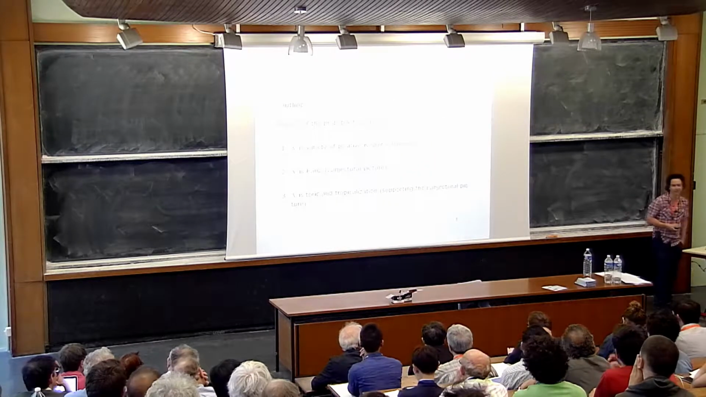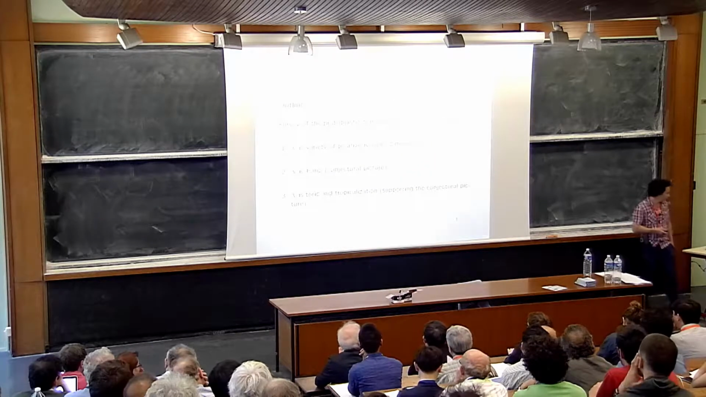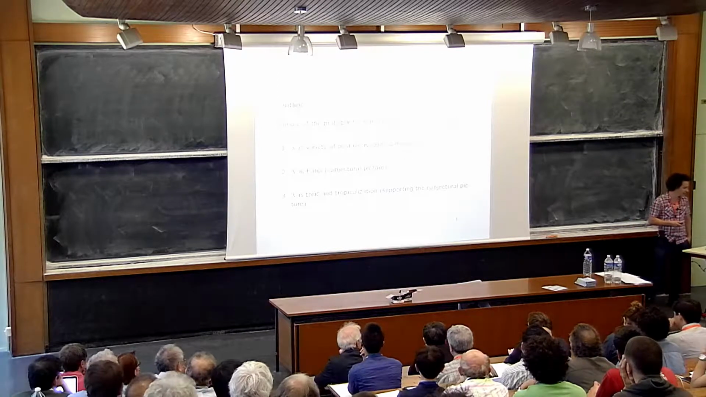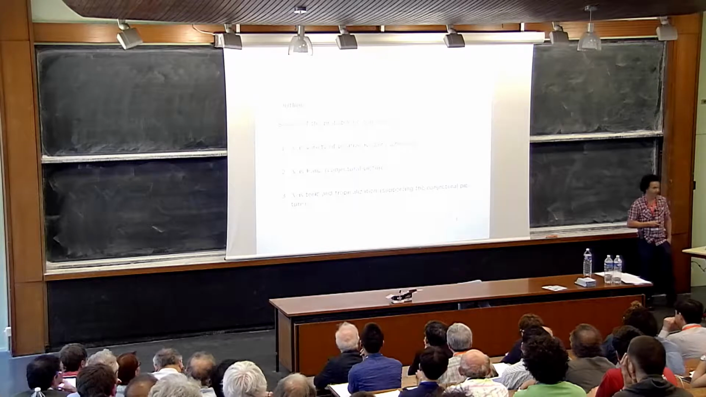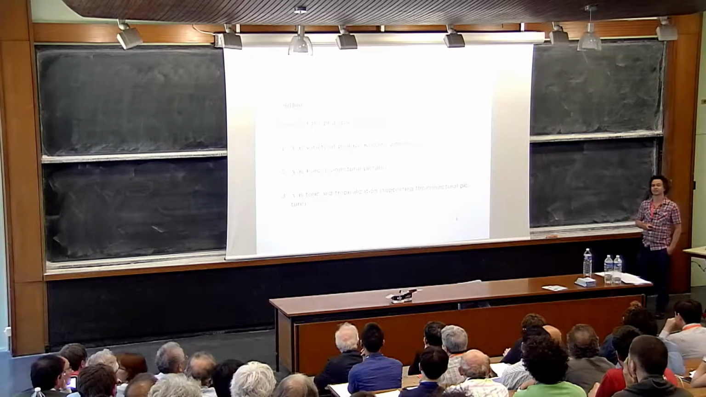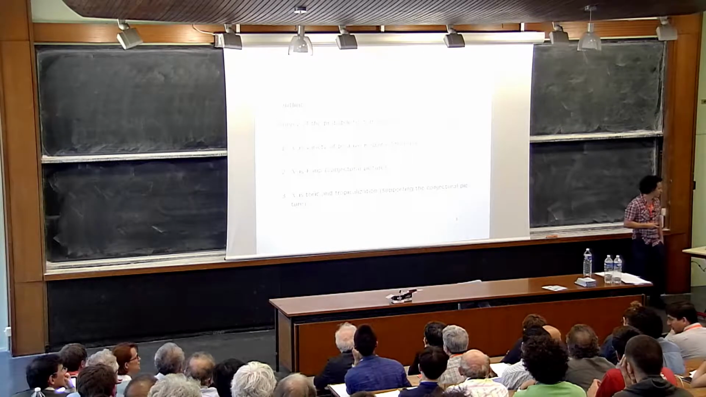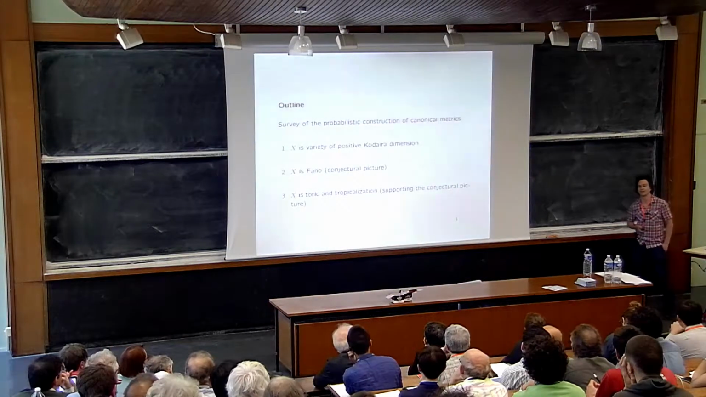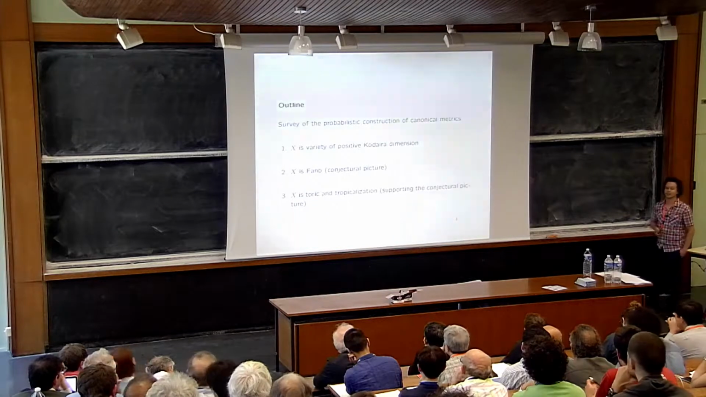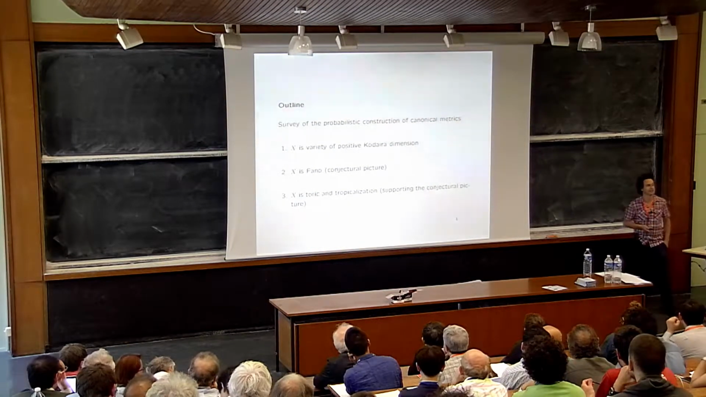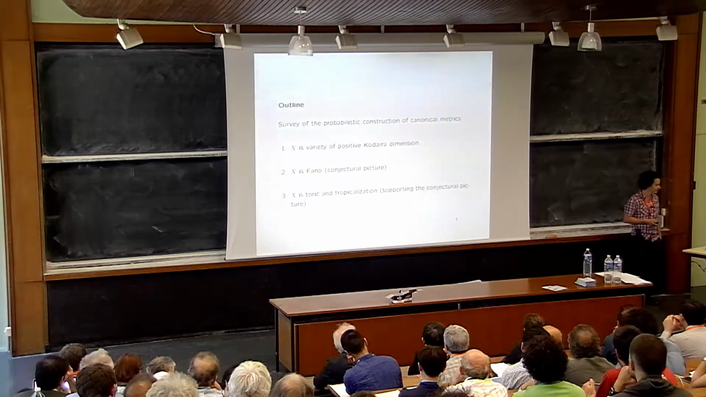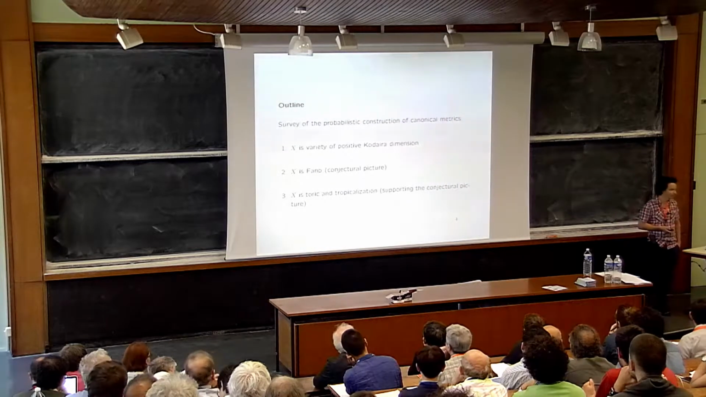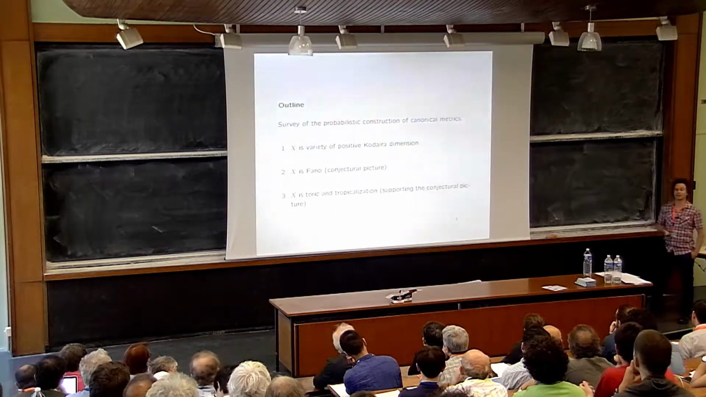Right, so here's the outline of the talk. I thought I would give a survey of the probabilistic construction of canonical metrics that I've been playing with for a couple of years now. I would start with the case where X is a variety of positive Kodaira dimension, where it turns out that everything can really be worked out and it works really smoothly. Then I will move on to the case when X is a Fano variety, where the picture is largely conjectural.